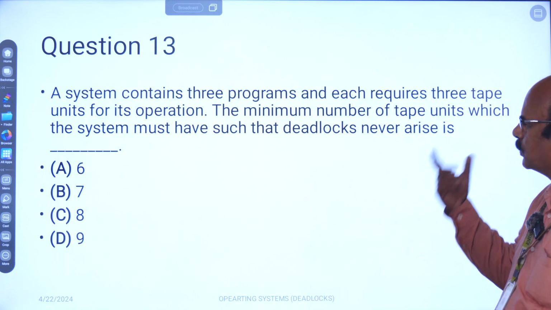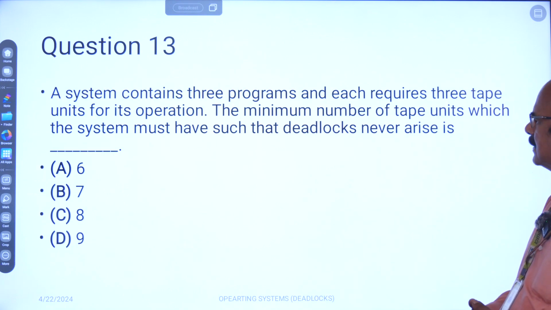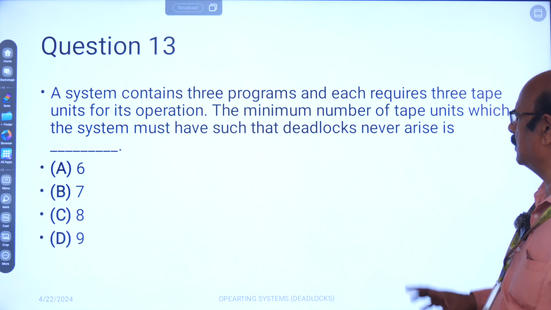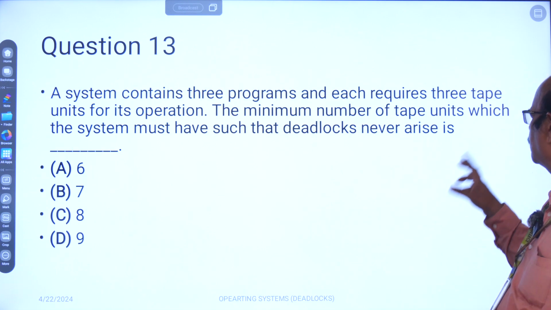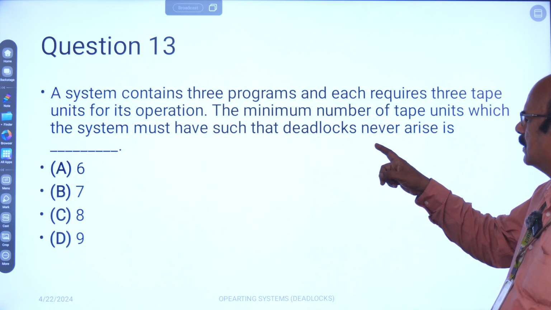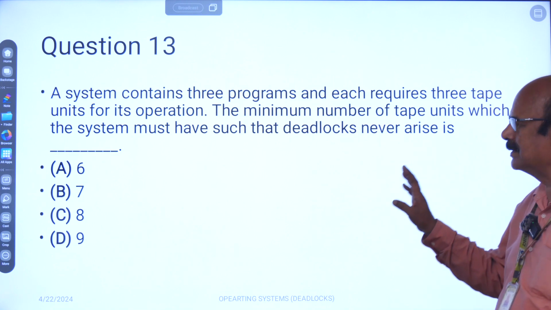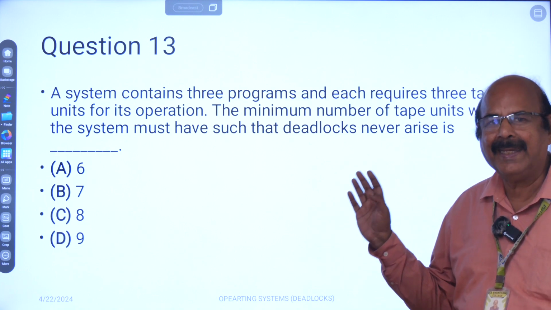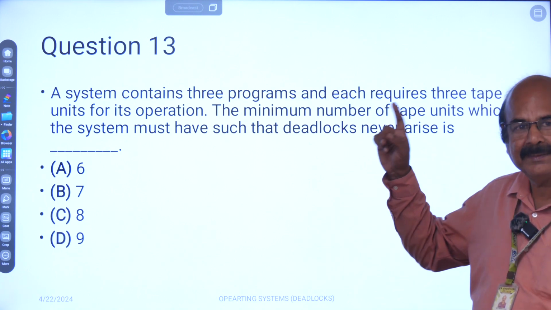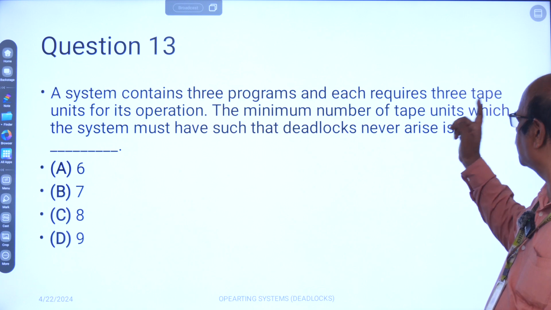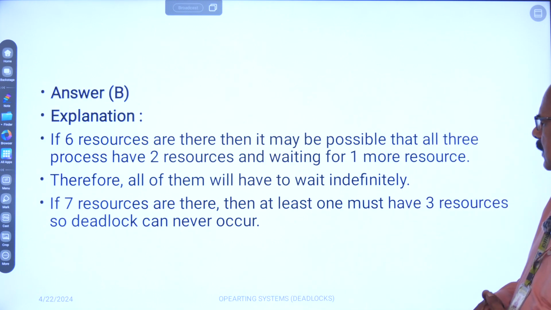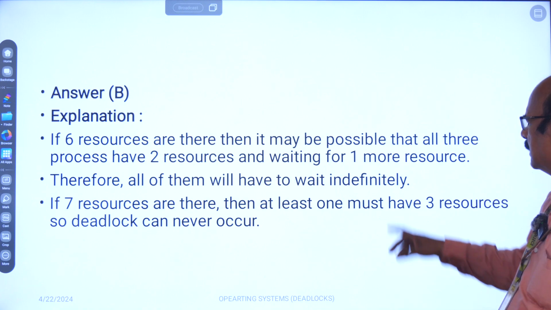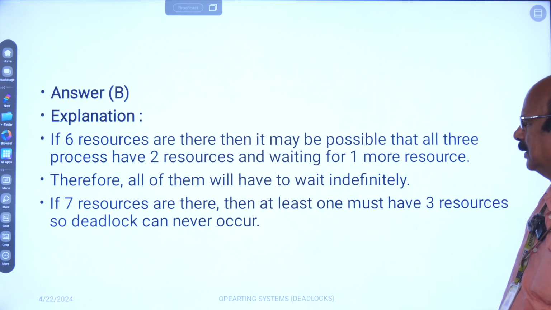Question number 13. The system contains 3 programs and each requires 3 tape units for its operation. The minimum number of tape units which the system must have such that deadlocks never arise is: 6, 7, 8 or 9. If 6 resources are there, then it may be possible that all processes have 2 resources and are waiting for 1 more resource.